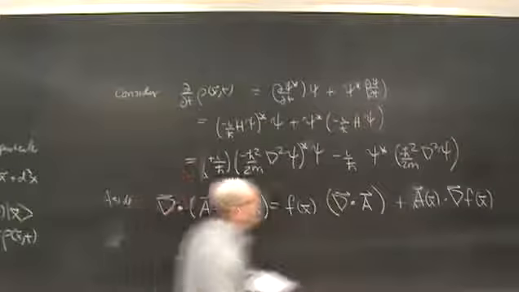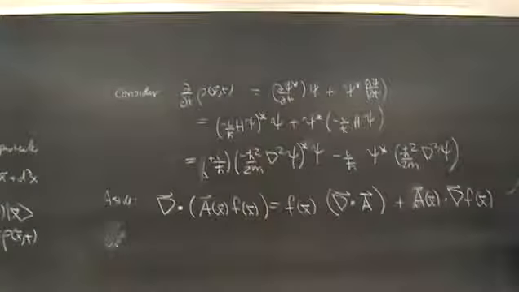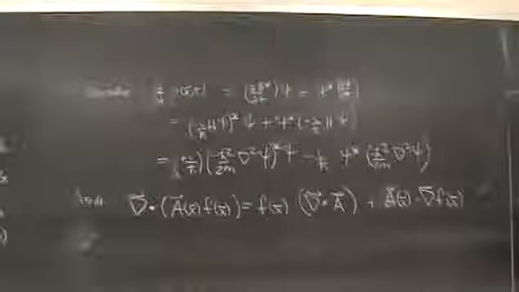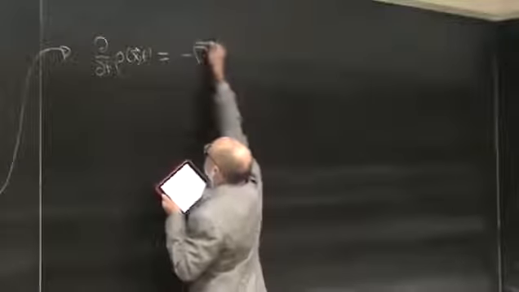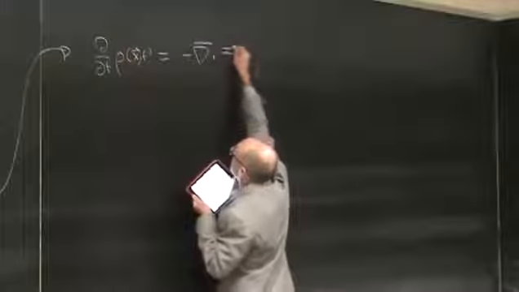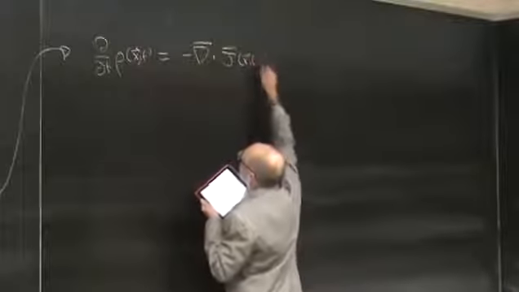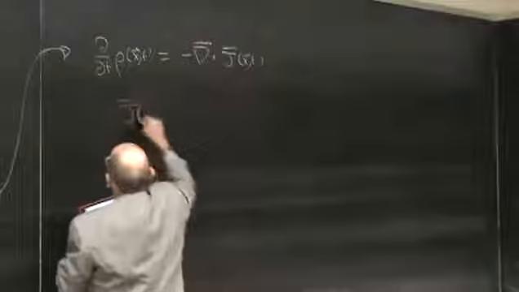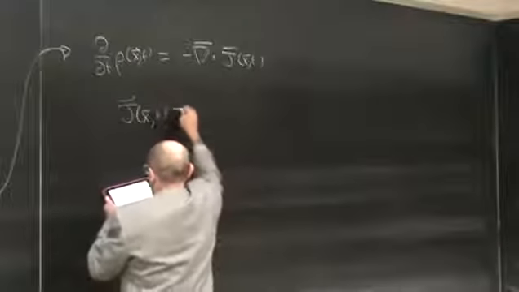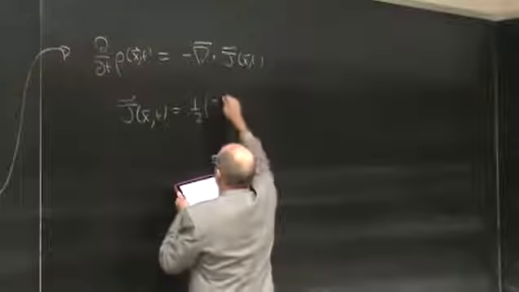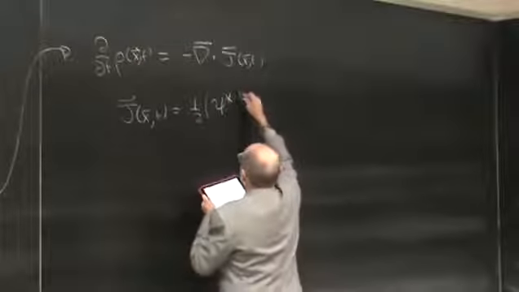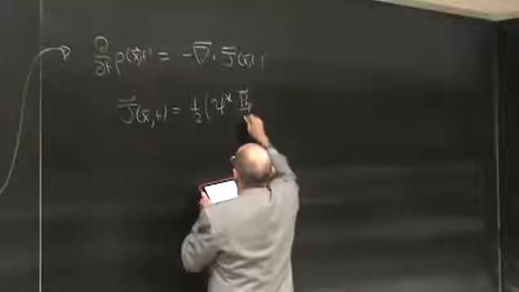Let me get this at the top so we can all see it. So we define the vector j of x, where j is equal to 1/2 psi star, the momentum operator.